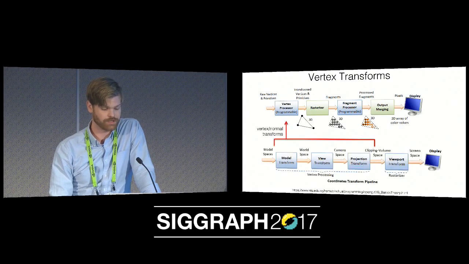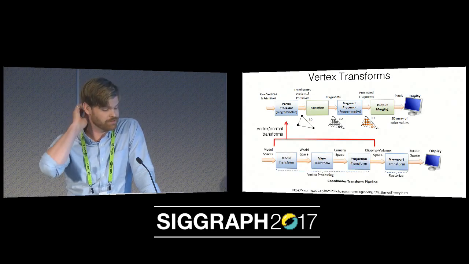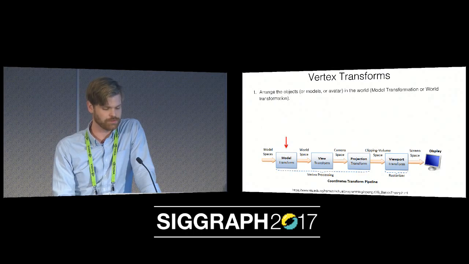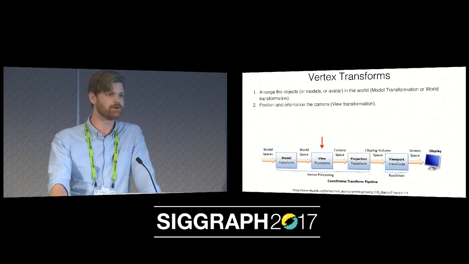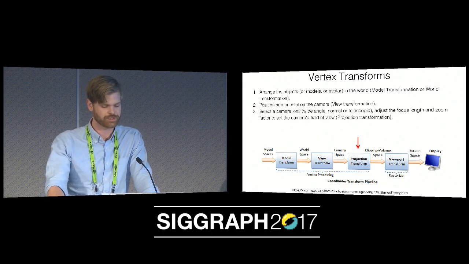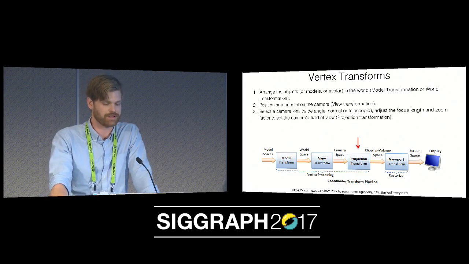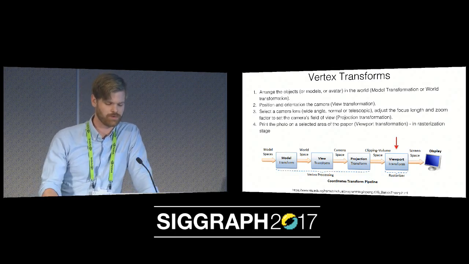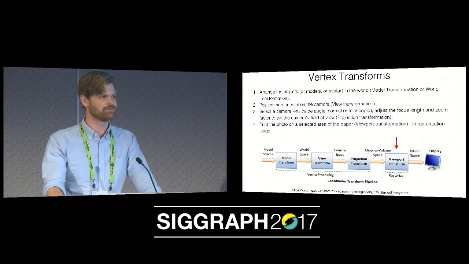So starting with the vertex transforms, this can be broken down into these coordinate transformations that I was just talking about, starting with the model transform, where we arrange individual objects in the world. Then we have the view transform, where we position and orient the camera so we can get the correct viewport that we want of the scene, followed by the projection transform, where we essentially select the camera lens that we want to imitate when looking into this scene. We can adjust the focal length and the zoom of the camera and set the camera's field of view. Once we have this projection transform, we can finally print whatever this camera captures of this 3D scene and display that on the screen.